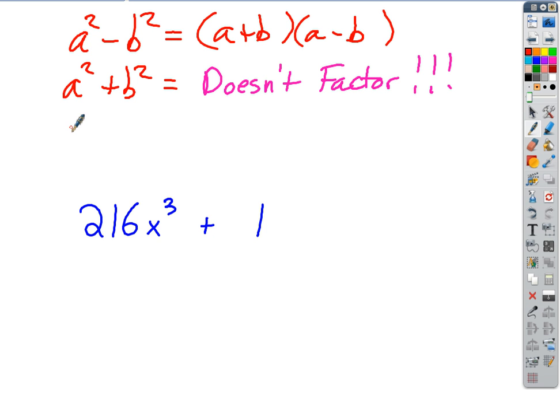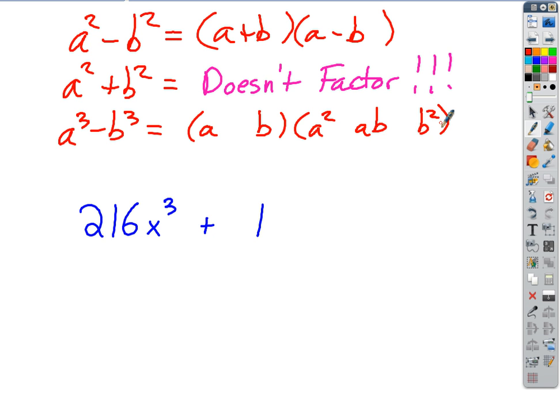Okay, now what about a difference of cubes? See if we can remember this one. Remember, there was a small group and a big group. What were the terms? Let's fill in the terms first. I had an A and a B. A squared. Just a plain AB for this one. And a B squared. So the powers all add to 2, right?